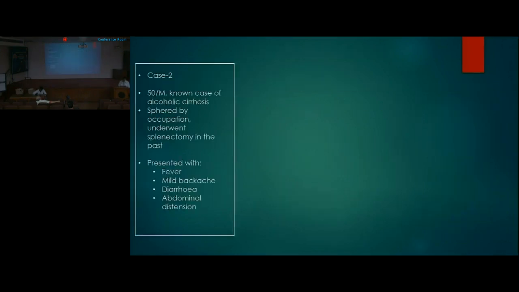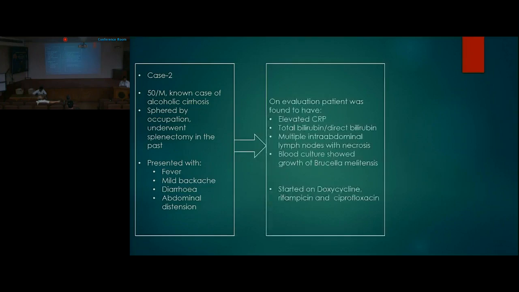Similarly, the second case is a 50-year-old male, known case of alcoholic cirrhosis, a farmer by occupation, who presented with history of fever, mild back pain, diarrhea, and abdominal distension. On evaluation, the patient had elevated CRP with raised total bilirubin and direct bilirubin, with multiple intra-abdominal lymph nodes with necrosis. The blood culture showed growth of Brucella.